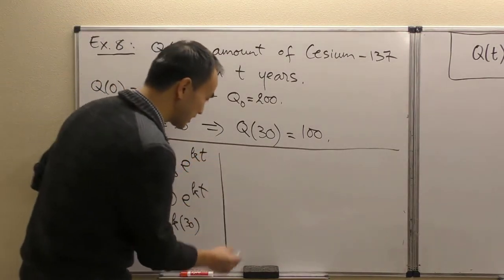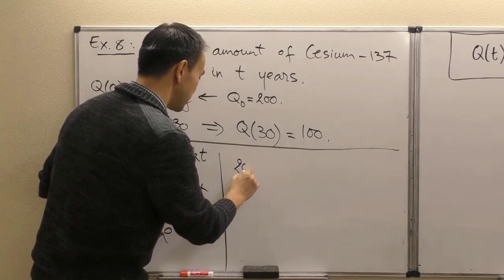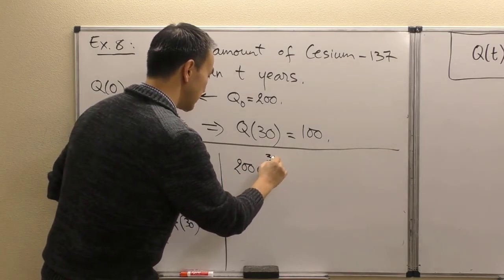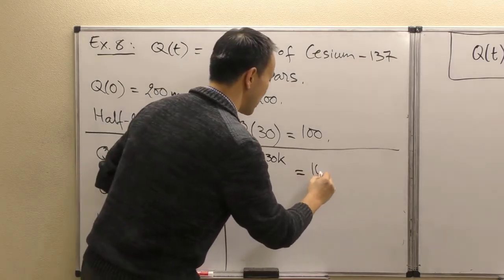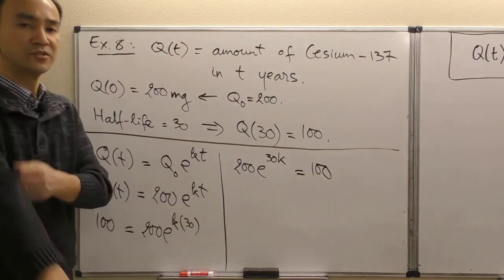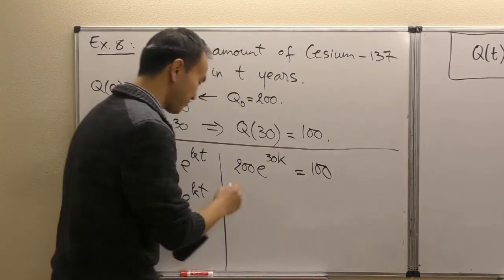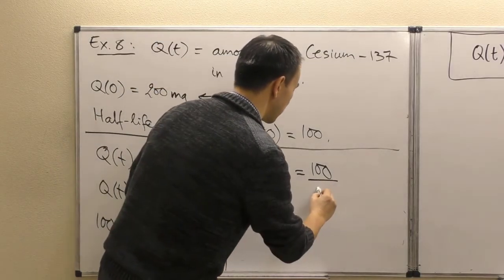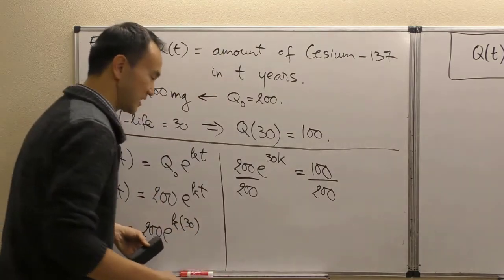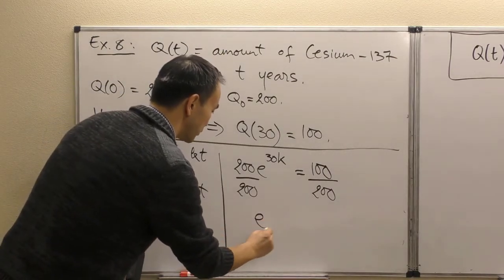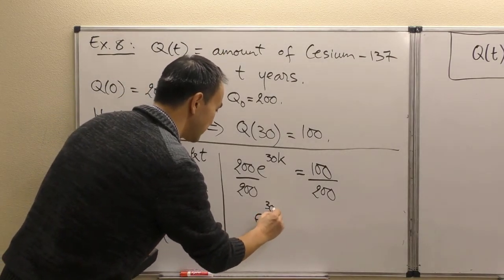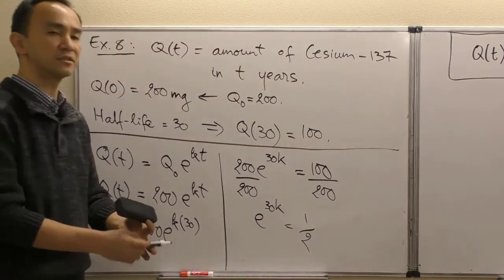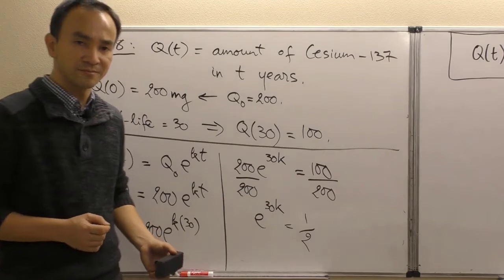So now in my next space here, I'm going to write 200 times e to the 30k equals 100. In that way, I'm dividing both sides by 200. All right, and now I produce for myself e to the 30k equals 1/2.